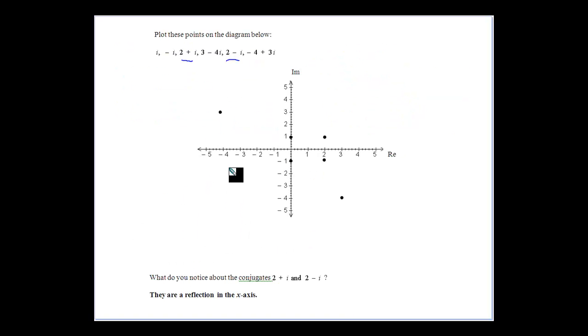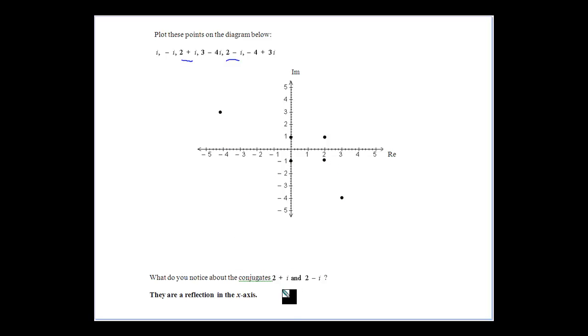For the purely imaginary points, if you plot these, i would just be 0, 1. That's what i relates to. Minus i would be 0, minus 1. That's what that relates to there. And if we have a look at 2 plus i, there's 2 plus i. 3 minus 4i, so 3 minus 4i. 2 minus i, and minus 4 plus 3i.